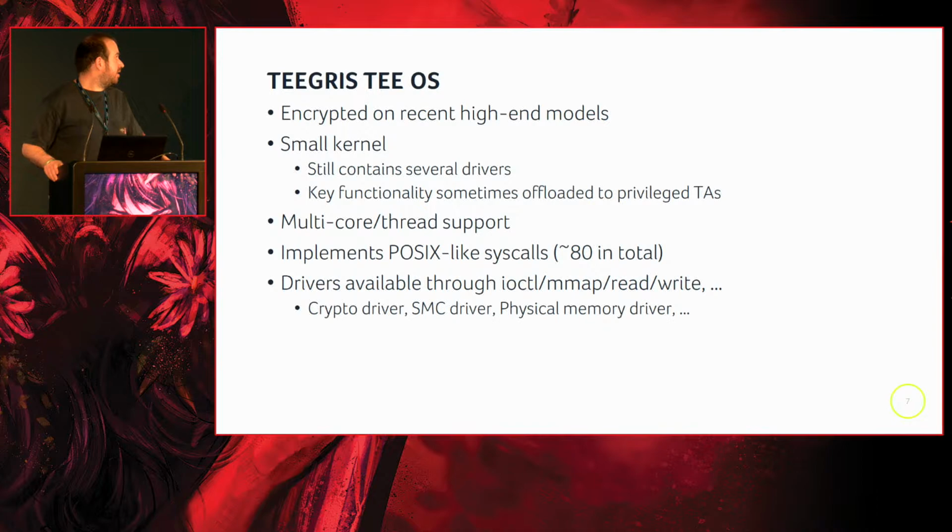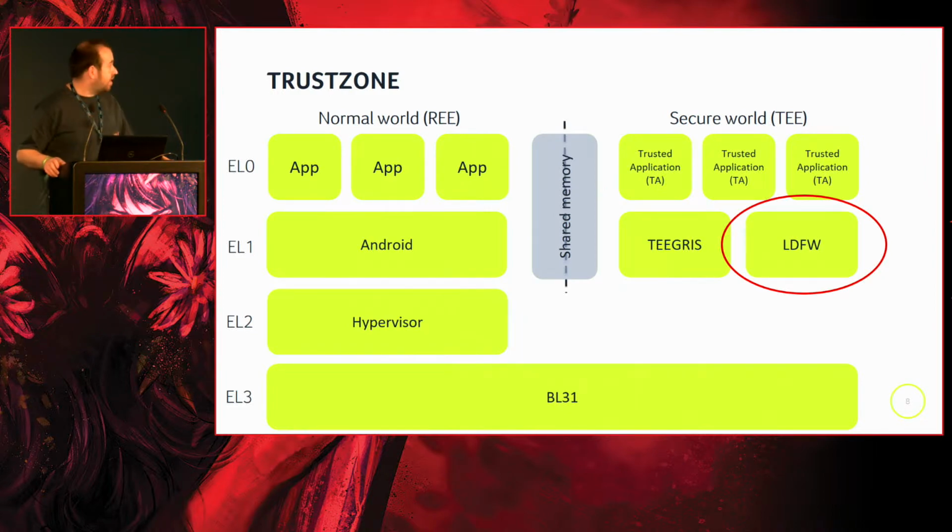So TEEGRIS is a TOS that has been developed by Samsung. It's been deployed on the S10 for the first time. It's stored encrypted in high-end models. It's a relatively small kernel, but it's not a full microkernel, so it still contains a couple of drivers. It conveniently implements POSIX-like syscalls, so whenever you want to interact with a driver, you'll need to open a device, and then you can do the usual IOCTL, read, write, mmap, etc. to interact with them. And these are some examples of drivers that are implemented in the OS. Now, if we go back to the previous picture, there's actually something I didn't show before, which runs next to the TEEGRIS kernel, and these are the loadable firmwares, which is what we are going to look at today.